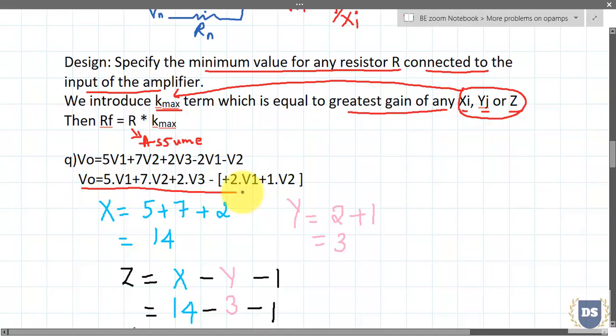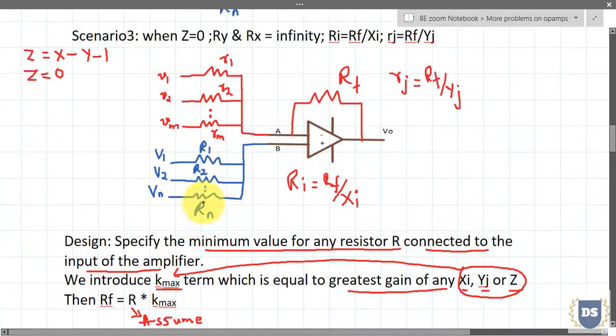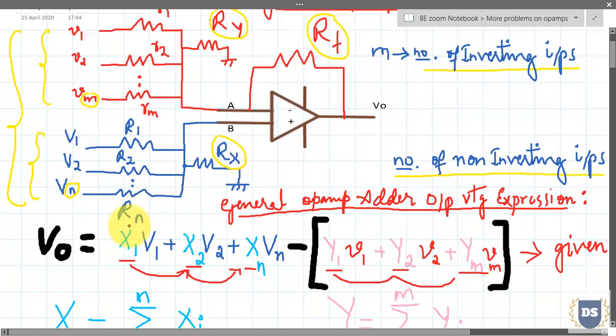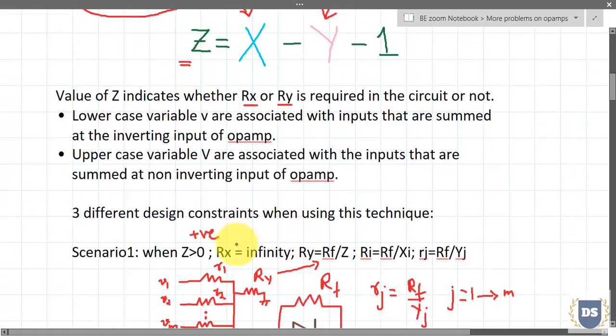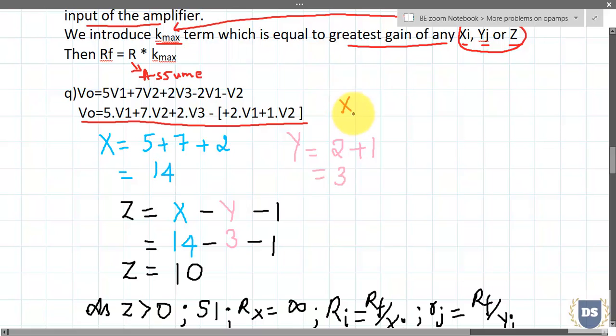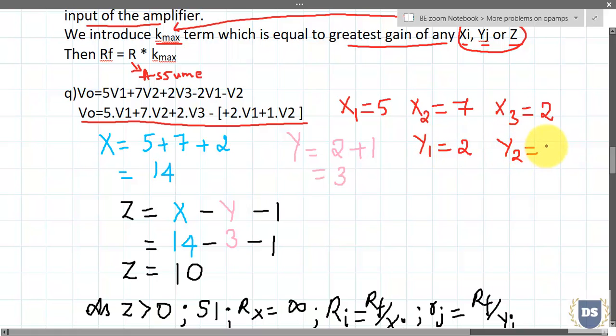So when I compare this expression with that of my general approach expression, I can easily make out the coefficients associated with the input voltages for non-inverting input side as well as for inverting input side. So if I do so, clearly 5 will be my x1. I can easily map x2 with 7 and x3 is 2. In a similar way, on the other hand, that is inverting side, I can think of y1 as equal to positive 2, y2 as equal to positive 1.